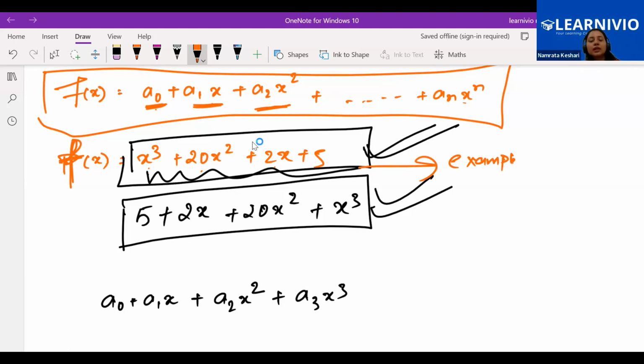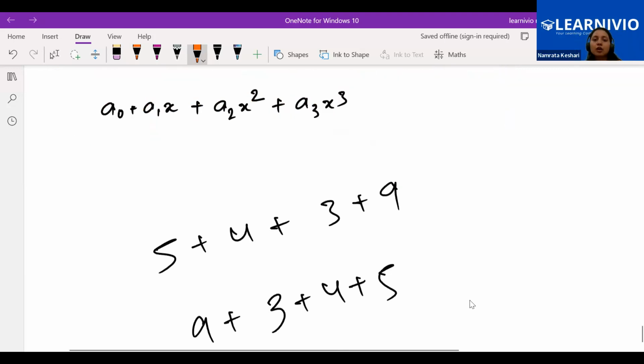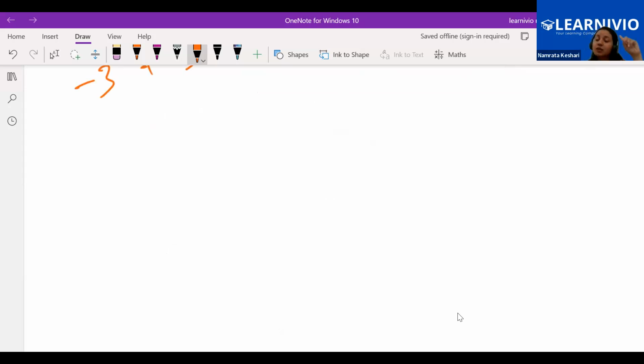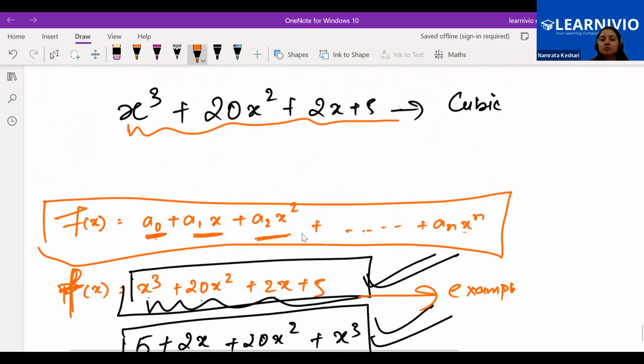So the order of the terms doesn't matter. We are still talking about the same polynomial which you have learned in class 9 and class 10, and now it is a continuation, as a polynomial function, because it is fulfilling the criteria of a function. We are going to discuss the polynomial function in class 11. The polynomial function's standard format is this one. Whenever you see this standard format, please don't get confused. Here a0, a1, a2, a3, an are just numbers, the constants.